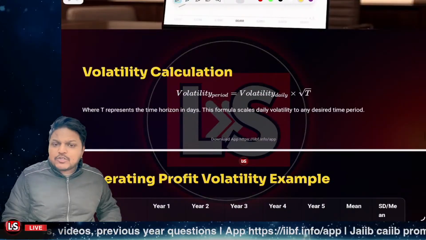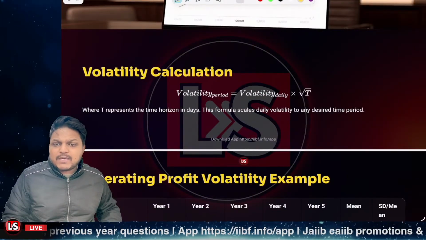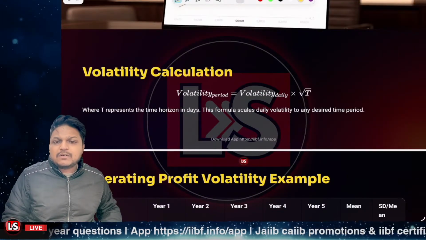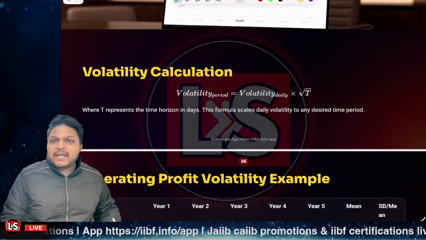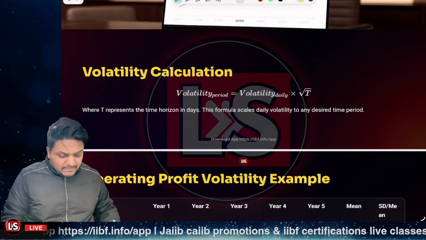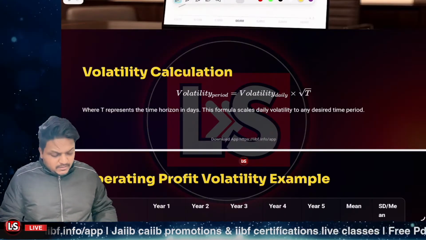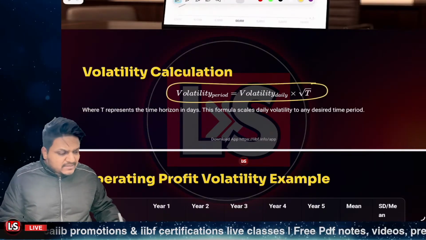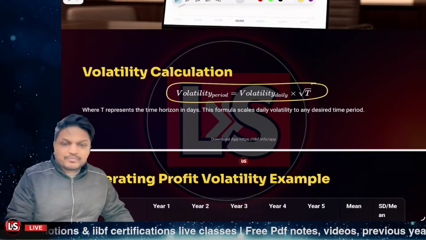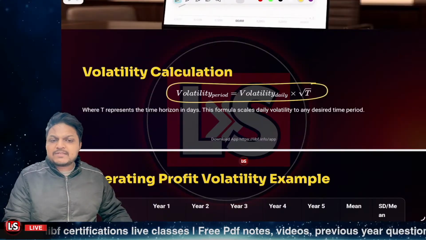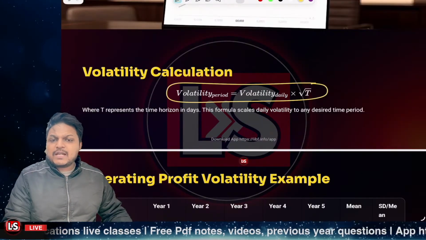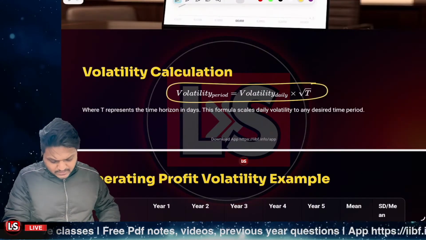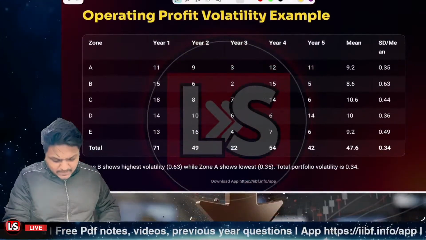And volatility calculation has a simple formula over the time horizon. If we are to calculate the volatility over the time horizon, it is daily volatility multiplied by the square root of the time horizon. We will be solving a case study based upon the volatility in the next video. Don't worry about that. Now let's have a look at this particular question.